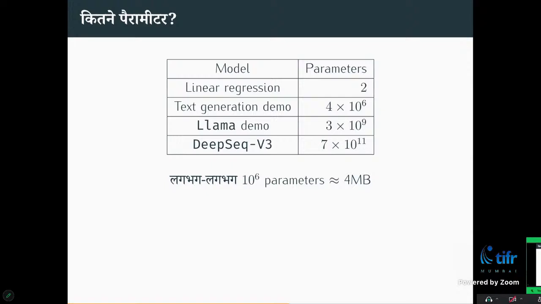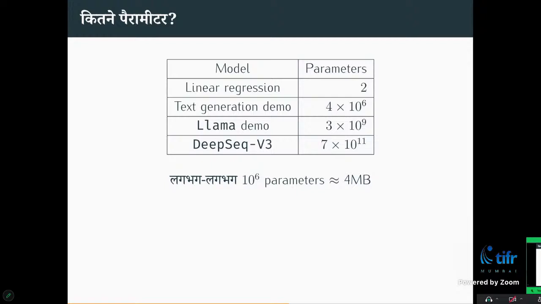And DeepSeek, one of the famous models that came out recently, has roughly 7 into 10 to the power 11 parameters. Okay, so what do these parameters mean? The thing you should keep in mind is that roughly, if you have 10 to the power 6 parameters, that is like 4 MB. Everyone knows MB, right? That is how much storage you need for storing some information. So 10 to the power 6 parameters is roughly 4 MB. You can imagine how big these ones are. This Llama is, for example, already just a small thing, at least 3 GB. And this one you can imagine now how much more it is, right? 300.